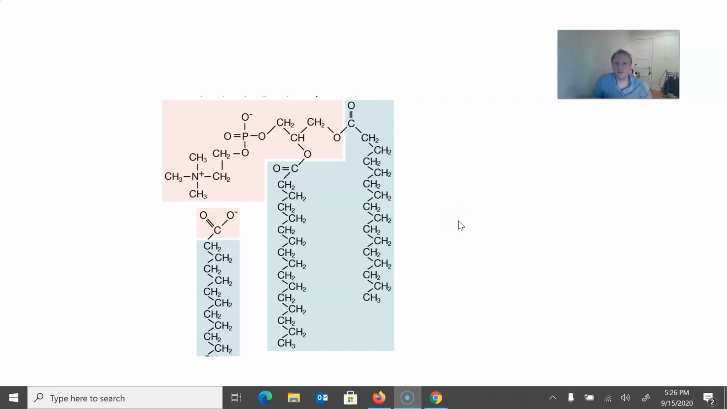Okay, long chains of carbons. No nitrogens involved. I mean, there's one, but it's not prominent enough to make it into one of the other types. So when you see long chains of carbon, you should be thinking lipid. Long chains of carbon, not connected to anything else, you should be thinking this is a lipid.